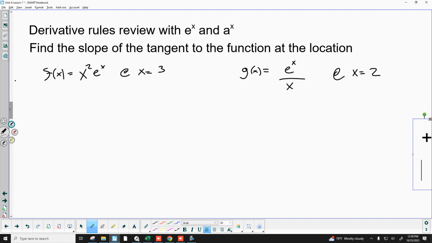Now, if anything else shows up, whether it's in the power of e, or it's being multiplied by e, or it's being divided by e, we just are going to use our derivative rule. It's not going to be the same thing. f prime is not x squared e to the x. No, it's not right. Okay?